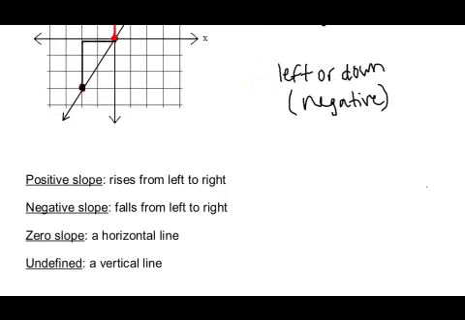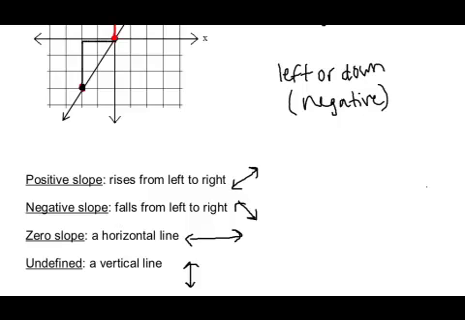So a positive slope would be rising from left to right. Negative slope is falling or going down from left to right. A zero slope is a horizontal line, or left to right. Undefined is a vertical line, or up and down.